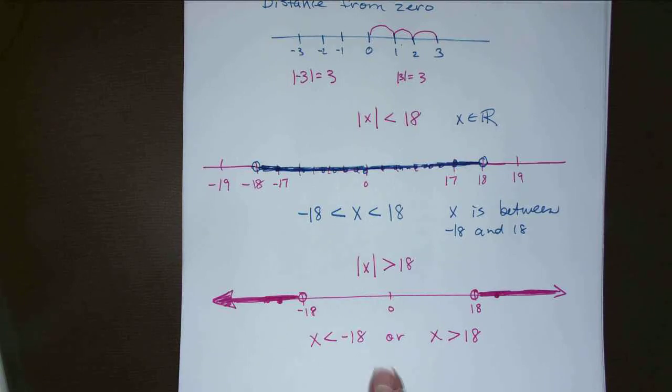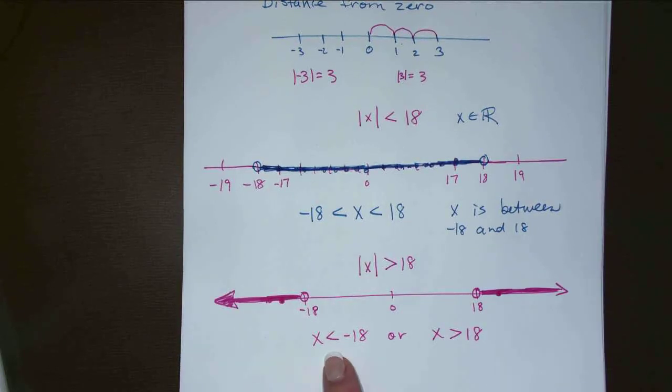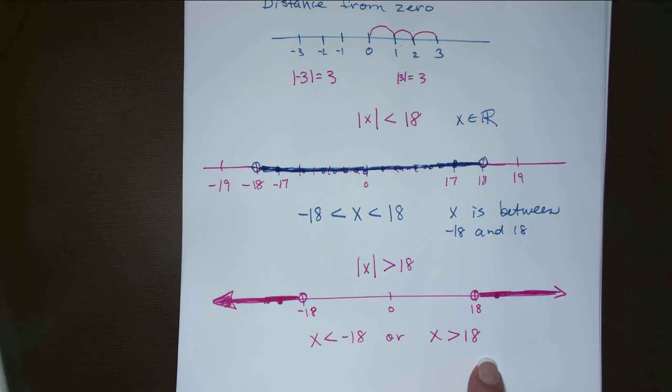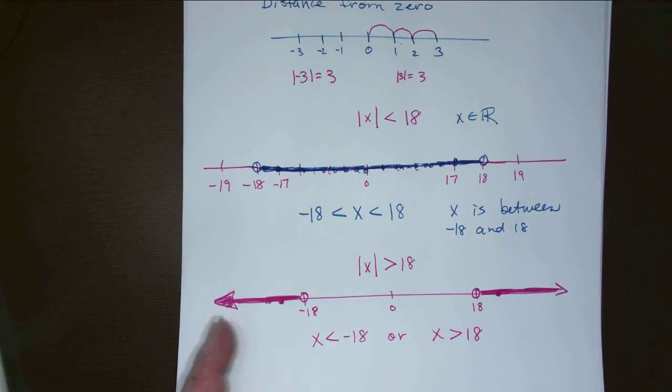So why is it not and? If we put an and here, that would be saying that x has to be less than negative 18 and bigger than positive 18 at the same time. Is there any number that is less than negative 18 and bigger than positive 18? No. So you can't put and, it has to be or. Your answers could be here, or any number over here, or any number over here.